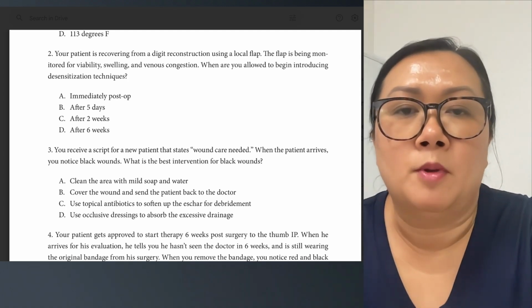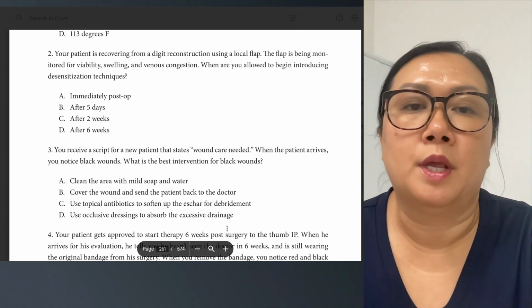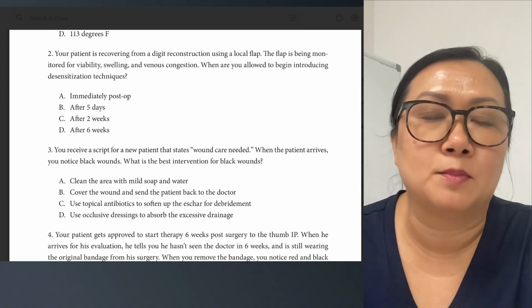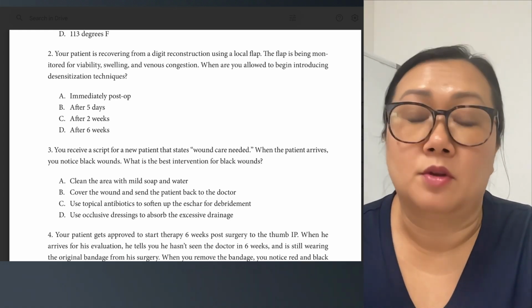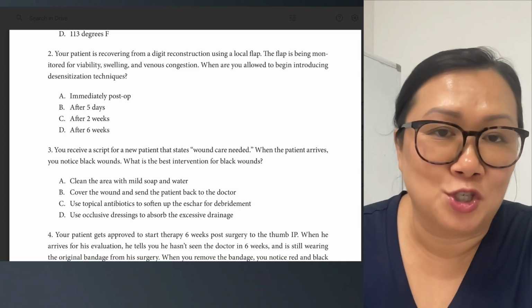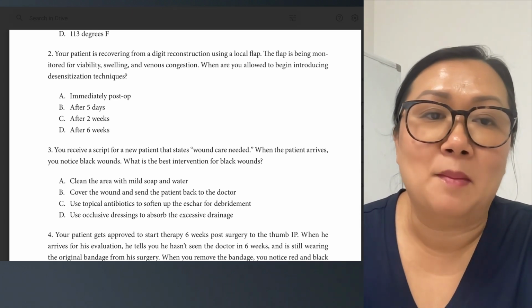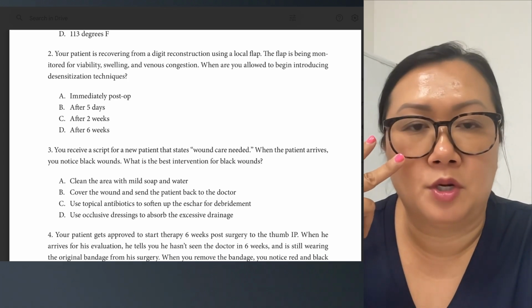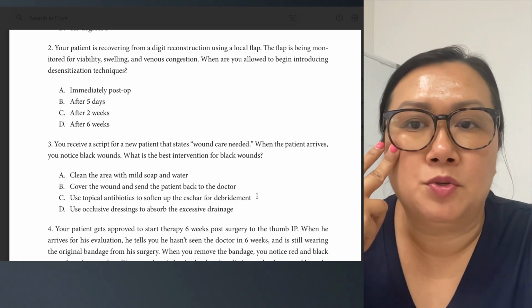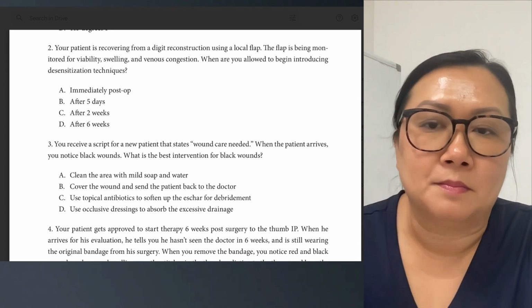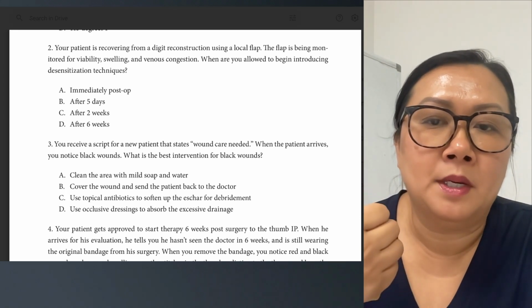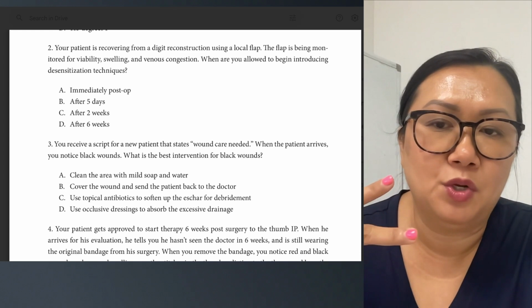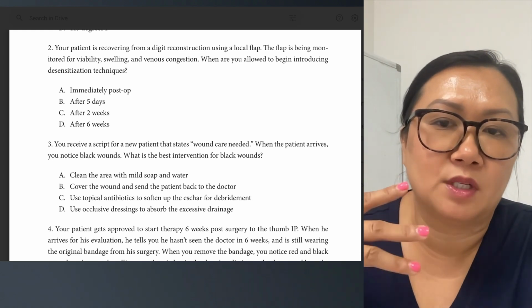Your patient is recovering from a digital reconstruction using a local flap. Oh yeah, I forgot to say, the wounds part is like understanding flaps, grafts, and all that good stuff. All right. They're recovering from a digital reconstruction using a local flap. The flap is being monitored for viability, swelling, and venous congestion. When are you allowed to begin introducing desensitization techniques? A, immediately post-op, B, after 5 days, C, after 2 weeks, and D, after 6 weeks.